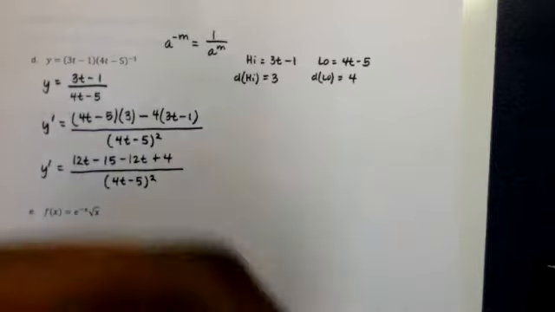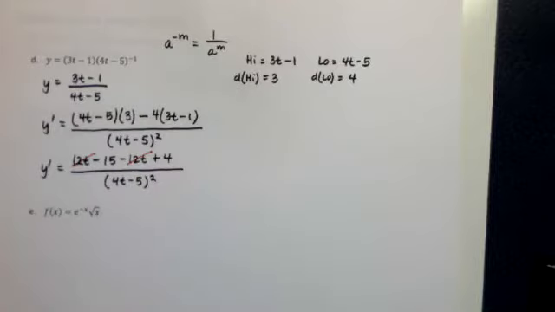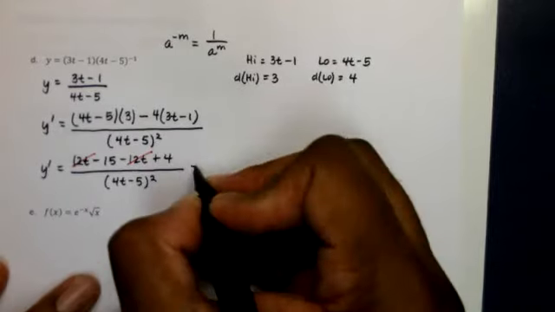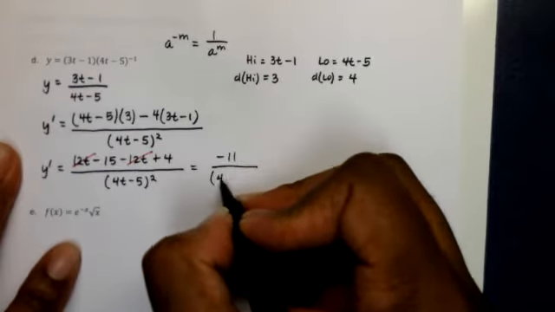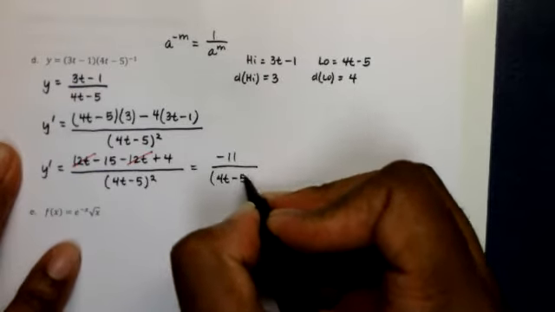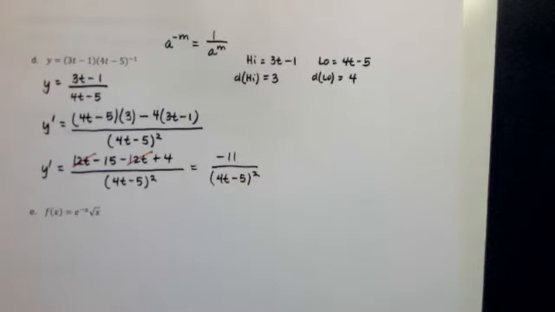Simplify the numerator, 12t minus 12t. That gives me 0, so that's gone. Negative 15 plus 4 will be negative 11. That's going to be over 4t minus 5 quantity squared. And that will be your derivative of the function for y: negative 11 divided by 4t minus 5 quantity squared.